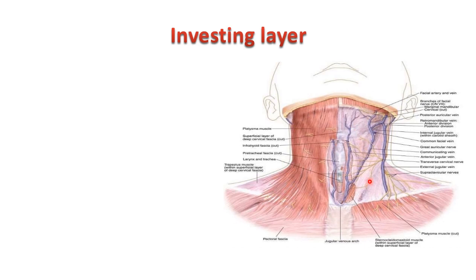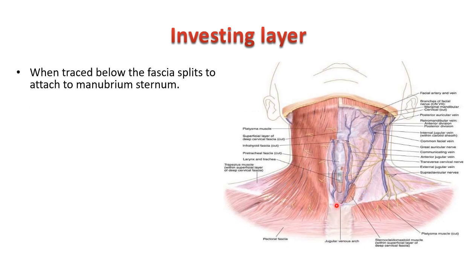Now, when you come inferiorly, it is attached to the manubrium sterni. When it is going to attach, just prior to that, it splits into two layers. These two layers enclose a space, and the contents of the space, you are able to see, are the two anterior jugular veins.